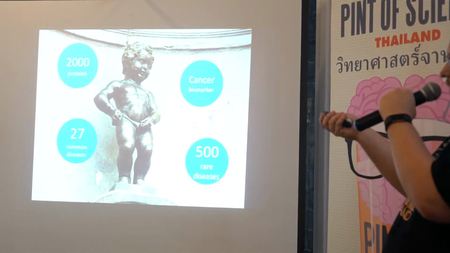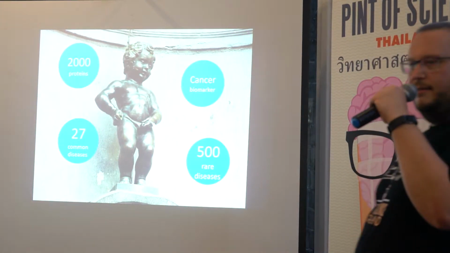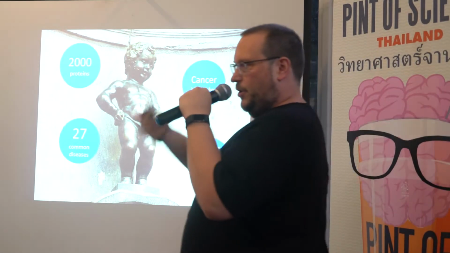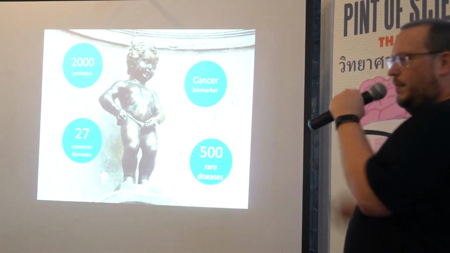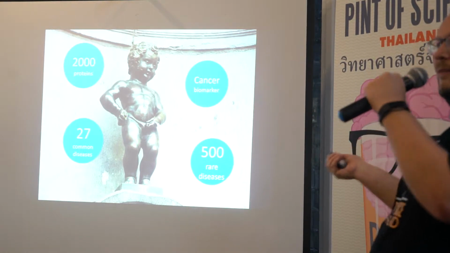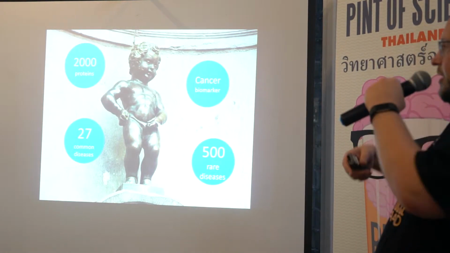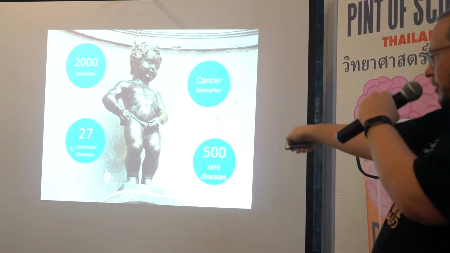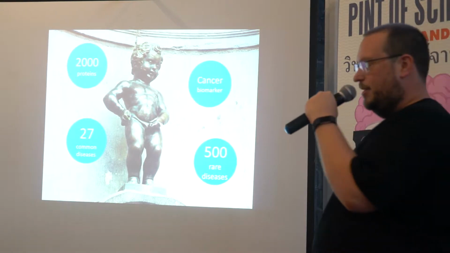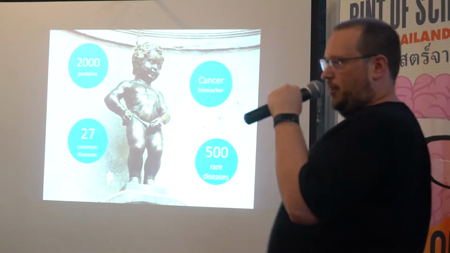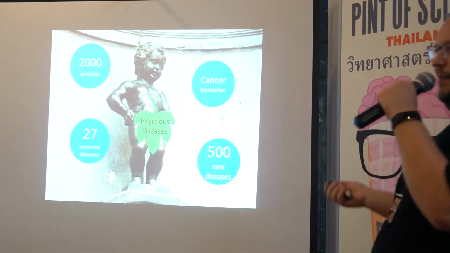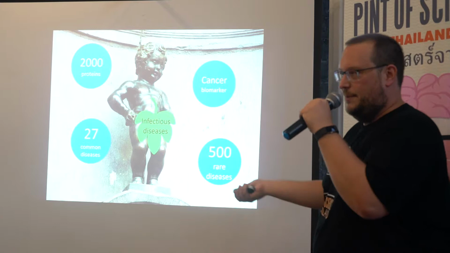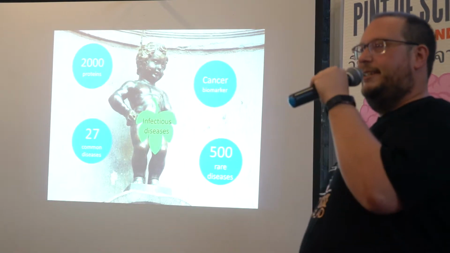In the urine you will find about 2,000 proteins. They are your proteins, so your body gets rid of the excess, but also of cells that are mutated in a way. So you find these markers for 27 common cancer types, and also 500 rare ones you can find in the urine. And what we do is simply try to take this principle and move it to infectious diseases.